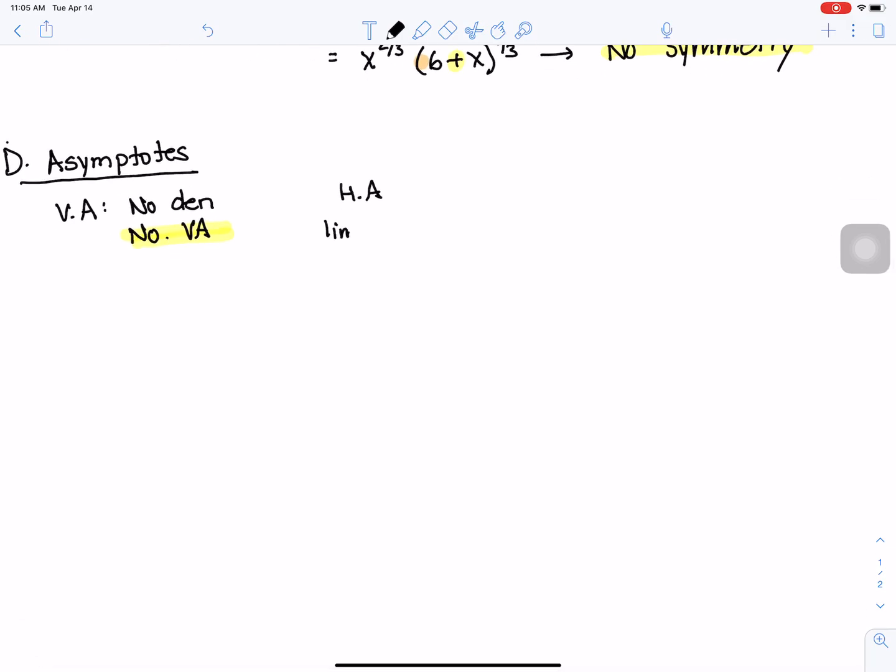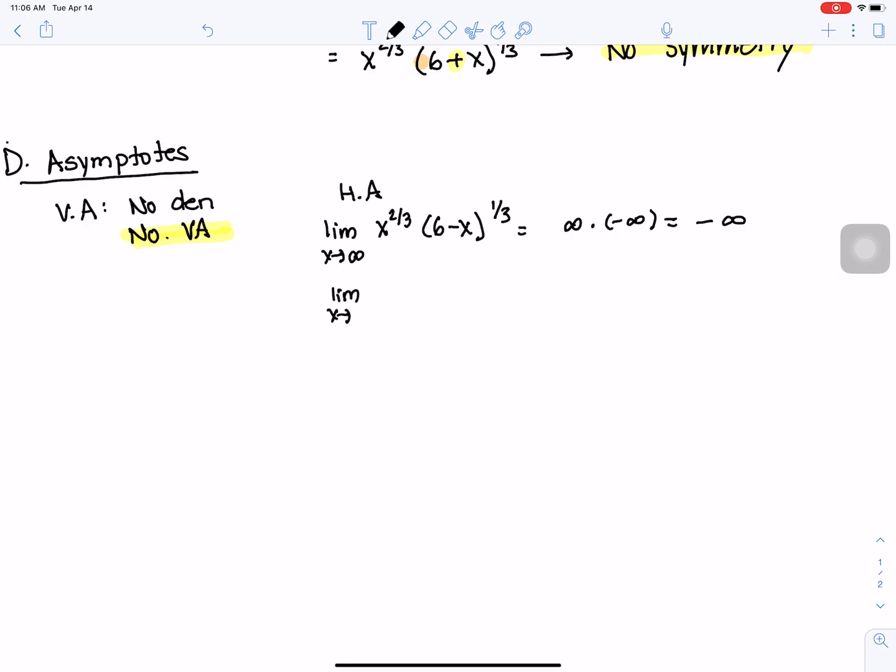We need to do the limit as x approaches infinity of my function, which is x to the 2/3 times 6 minus x to the 1/3. So let's evaluate this. I have a large number squared, which is a large number. Cube root of a large number is a large number, times 6 minus a large number is negative infinity. Negative infinity cube rooted is negative infinity, which means that this result is negative infinity. So as x gets large, y is getting large in the negative direction.